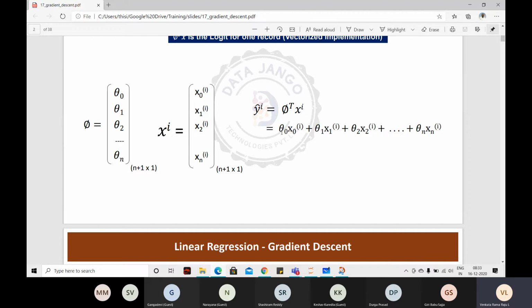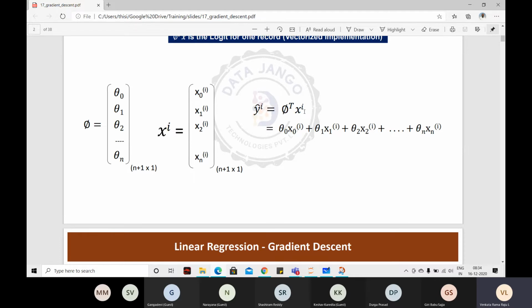You do this, but this can be done using matrices. If you don't know matrix manipulation and numpy, you may have to write for loops, or some kind of logic to multiply these two values and sum them up. But you can do that in a single shot.